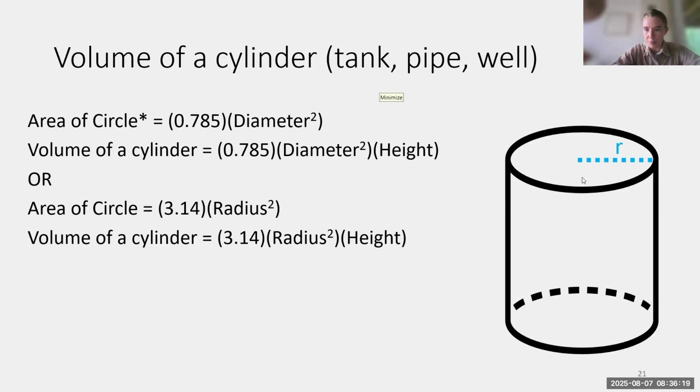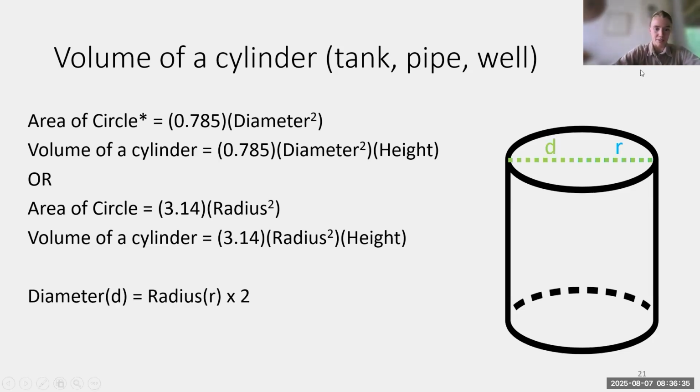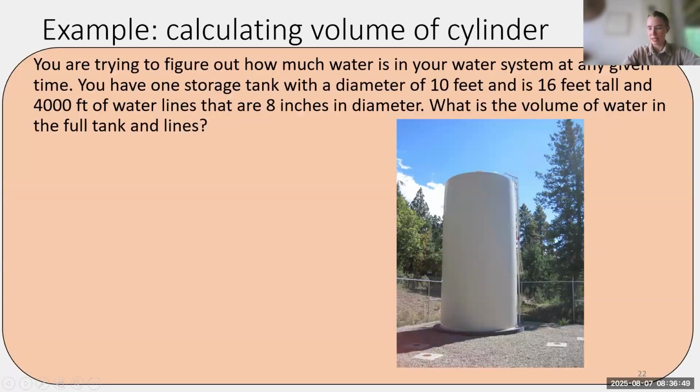Oh, and also, remember that the radius is going to be half the diameter, right? So here in this little photo, you can see the radius is still just half the diameter of the circular part of that cylinder. And the diameter, or d as we'll shorthand it, is equal to the radius times 2, or 1/2 the diameter. So let's take a look at an example. How would we calculate the volume of a cylinder with that equation?